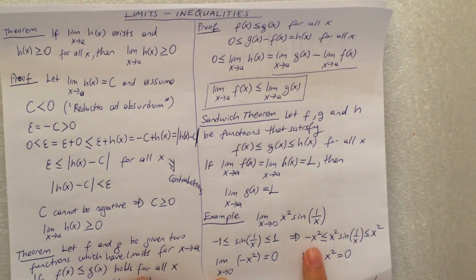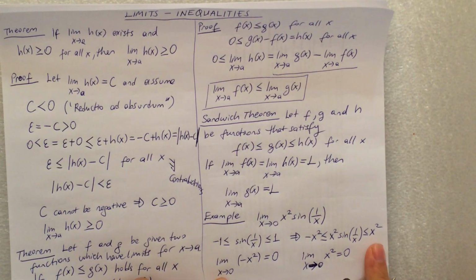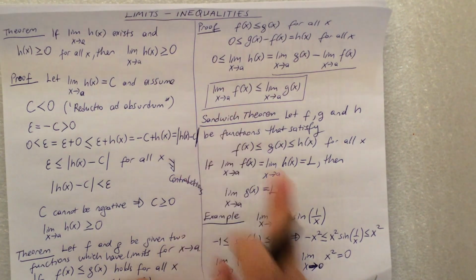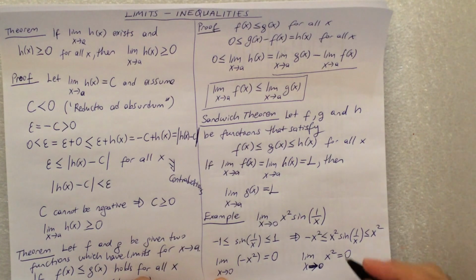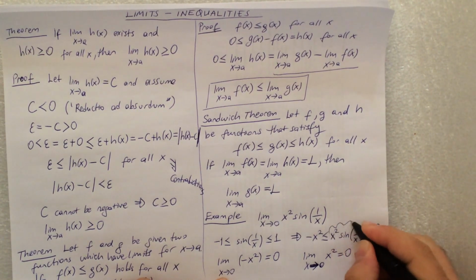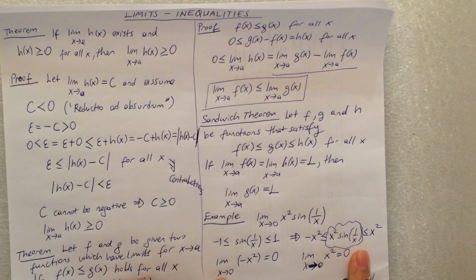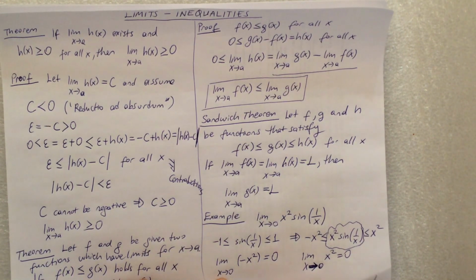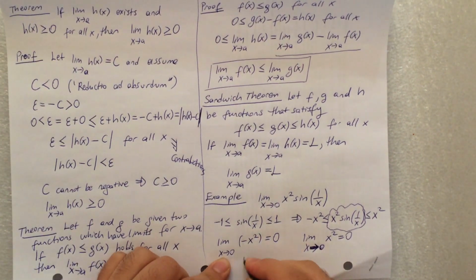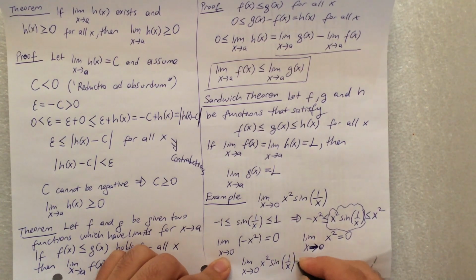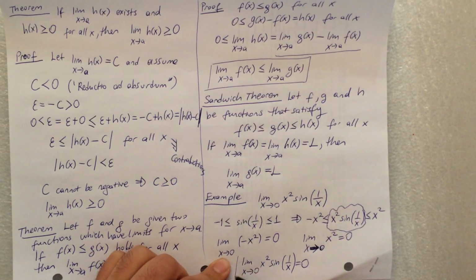So both the left hand side and right hand side go to the same value 0, and from the sandwich theorem we can conclude that this function goes to 0 as well as x goes to 0. So thus the limit as x goes to 0 of x squared sine 1 over x is equal to 0.